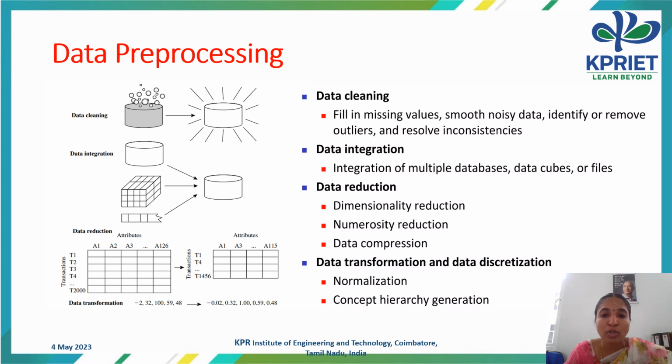The next step is data reduction, in terms of dimensionality reduction, numerosity reduction, and data compression. The final pre-processing techniques are data transformation and then data discretization. It is not mandatory to follow the steps in the order of data cleaning, integration, reduction, and transformation. The first major step has to be data cleaning, and the remaining three steps can be interchangeable. Now, first we will see data cleaning in detail.